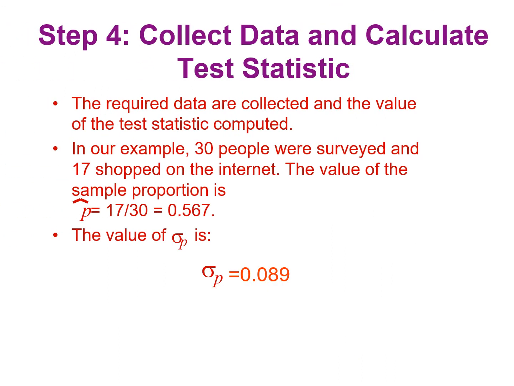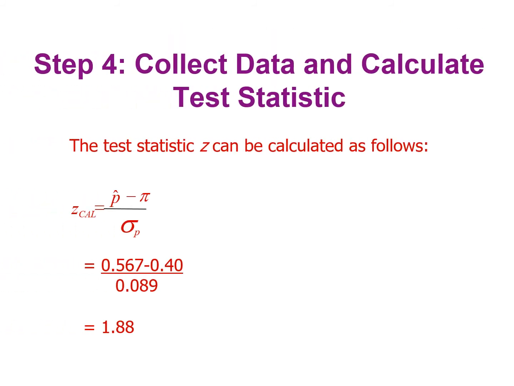Now the steps are how we choose a test. First, we have to collect the data. Then according to the requirements of our research, we choose the test statistic and calculate it. Here is an example: 30 people were surveyed and 17 shopped on the internet. Then the sample proportion is 17 by 30 and its standard error is 0.089. Since the sample size is 30, we apply the Z statistic, and the formula is sample proportion minus population proportion divided by standard error.